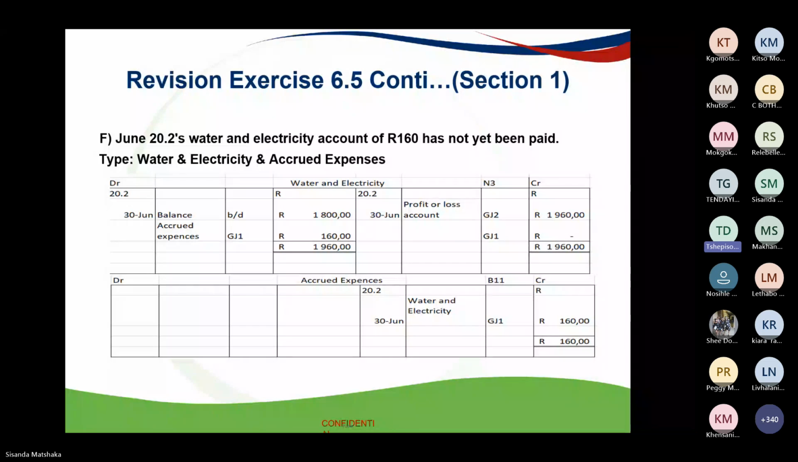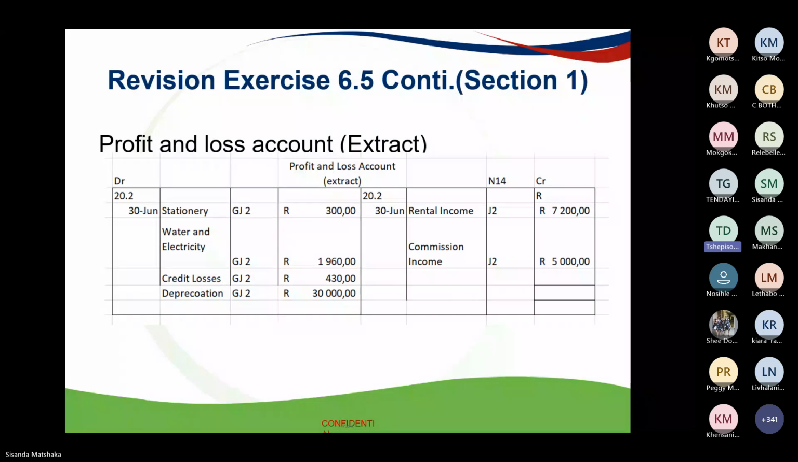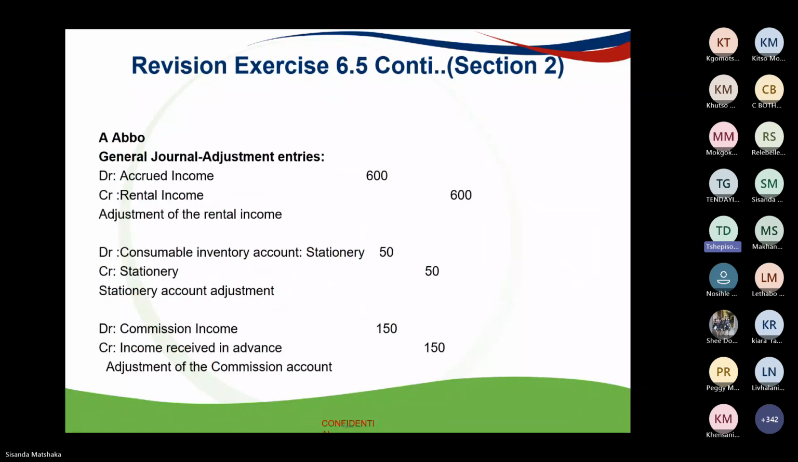Okay, now we deal with part 2 of the required. Can you go to the slide number? I think it was slide number... Oh, that's just additional information from the profit and loss account, which is an extract. Now you deal with part 2, which says record the adjustments and post to the general ledger account.